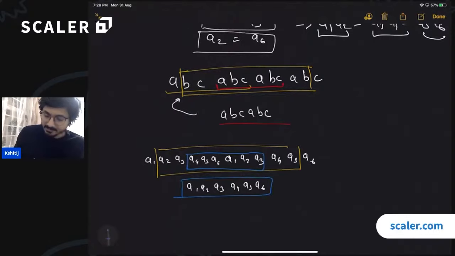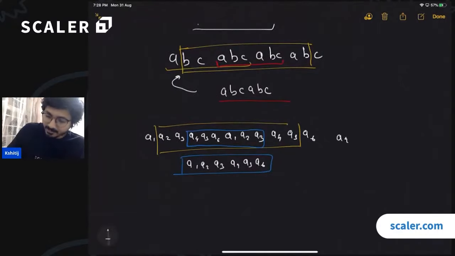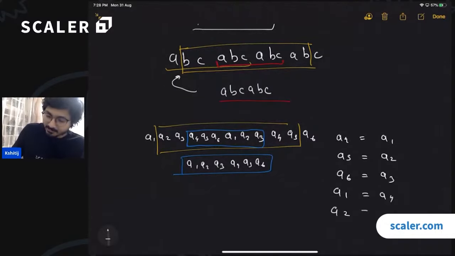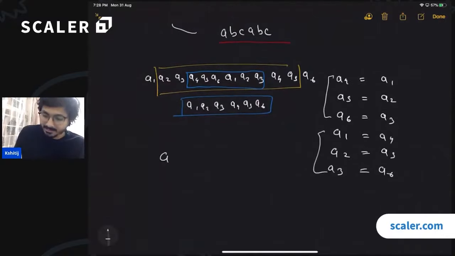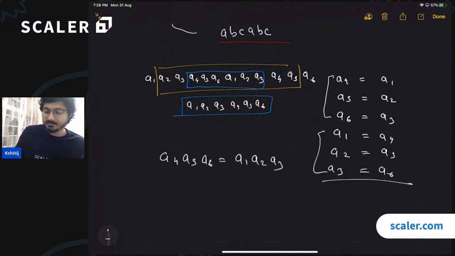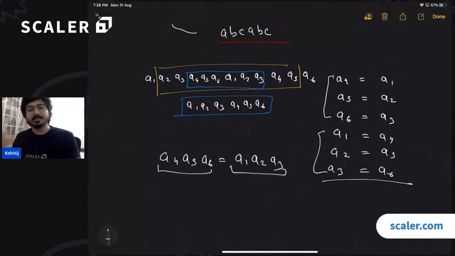What does this mean? This means that A4 is equal to A1, then A5 is equal to A2, then A6 is equal to A3, then A1 is equal to A4, A2 is equal to A5, and A3 is equal to A6. Okay. Again, if you just combine these two equations, what do you get? You get that A4, A5, A6 is same as A1, A2, A3. Right? This is also showing the same thing, which means that this is a substring which is repeating. Okay.